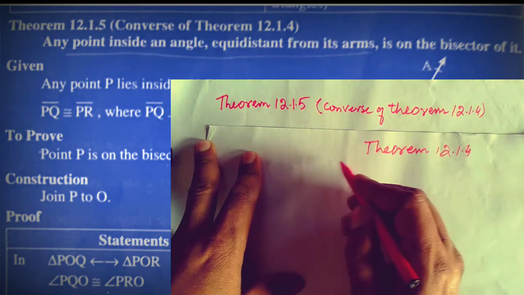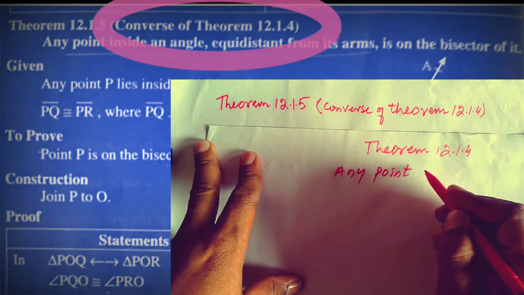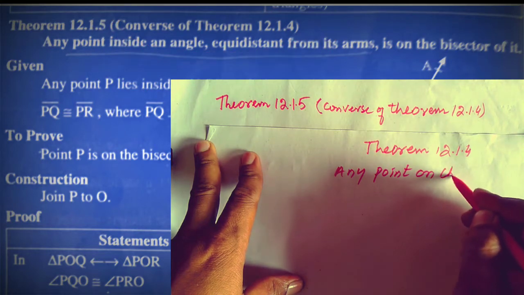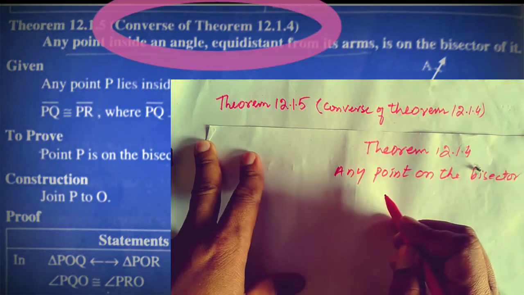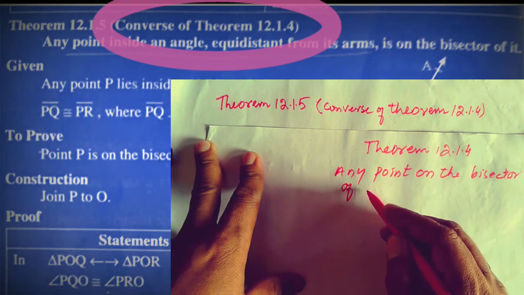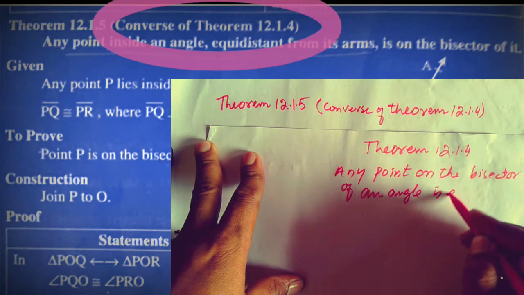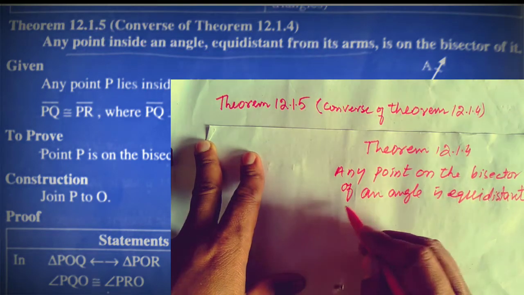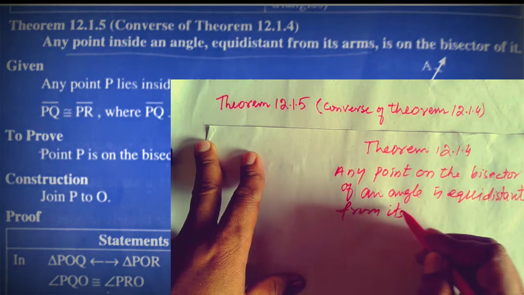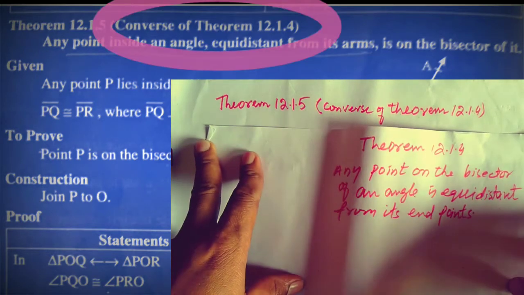Theorem 12.1.4. Any point on the bisector of an angle is equidistant from its endpoints.